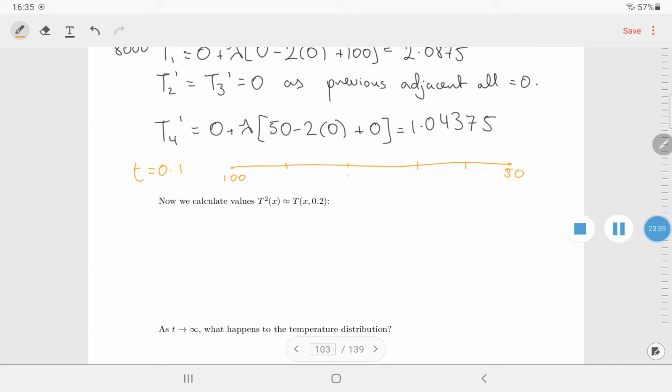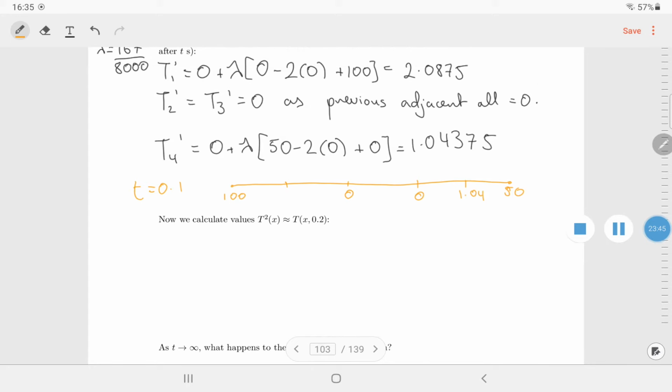So this is at 0, this is at 0, this is at, I'm just going to write 1.04, and this is at 2.09 after 0.1 of a second. So now obviously the heat actually does get into the middle already, but obviously you've got errors.